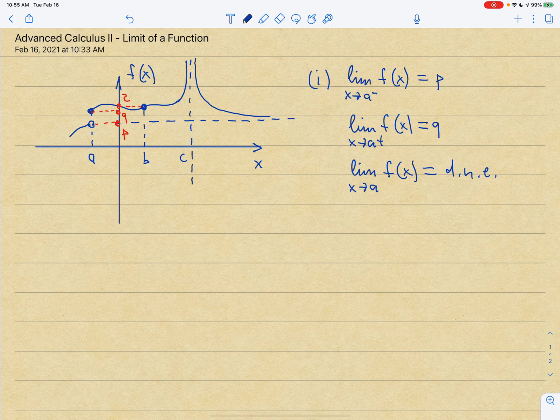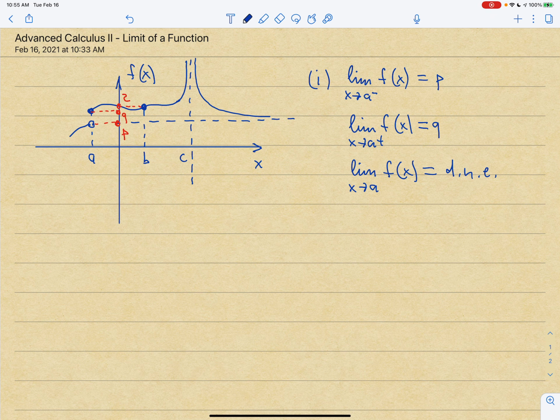And you might recall from calculus again that the limit of the function as x goes to A exists if and only if the limit from the right exists, the limit from the left exists, and those limits are the same.